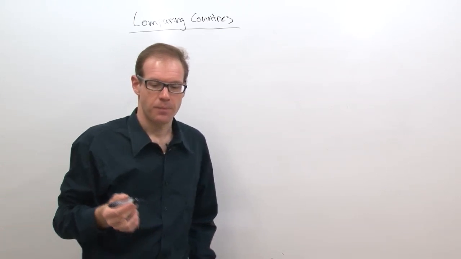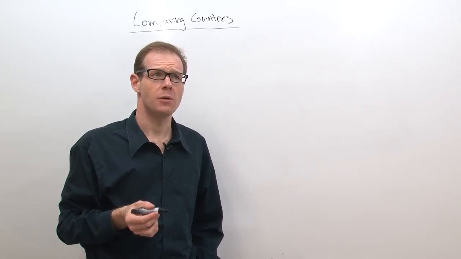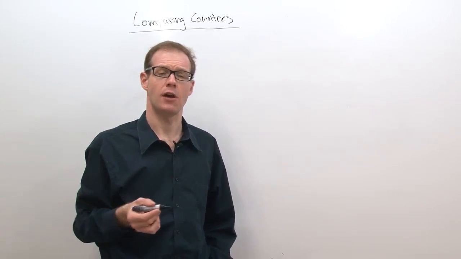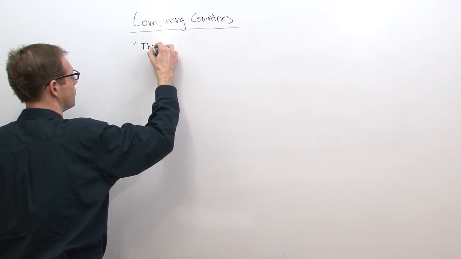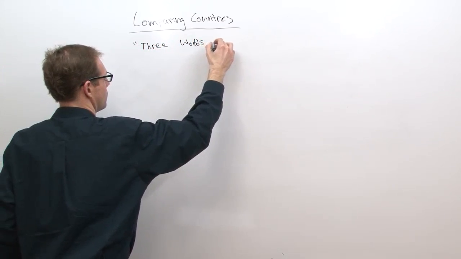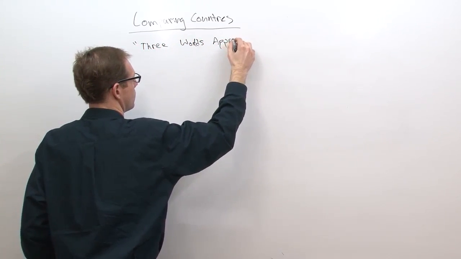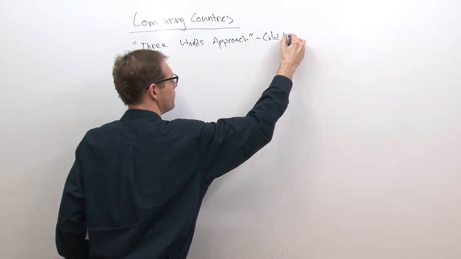Comparing countries. The first method, and the method that was used up until fairly recently, I'd say about 10 or 15 years ago, is what we call the three worlds approach. This was used during the Cold War.